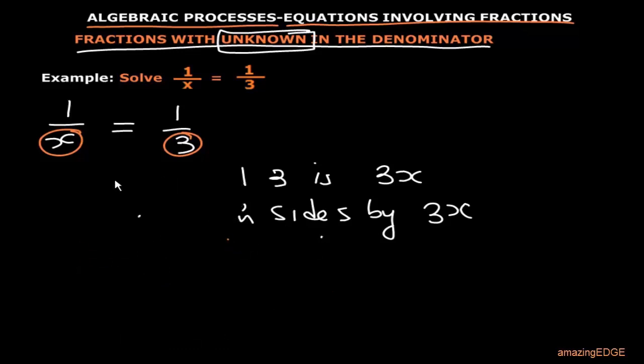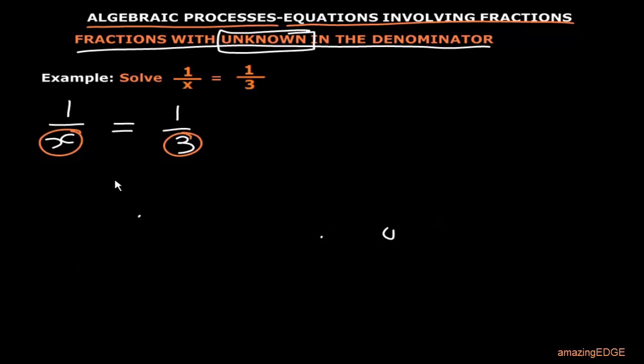We are very much familiar with cross multiplication. Remember that cross multiplication applies when you have a fraction on the left hand side and another fraction on the right hand side. For instance, if you have a over b on the left hand side, then on the right hand side you have something like c over d. When you have a fraction of this form, cross multiplication is always possible: this times this and this times this.